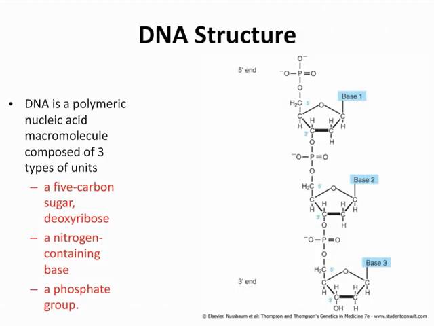So your DNA structure is made of three main things. First thing is the 5-carbon sugar, so deoxyribose, since we're talking about DNA. A nitrogen-containing base, so those are your purines and pyrimidines, and then a phosphate group. So you should know the three things that make up a DNA structure: 5-carbon sugar, nitrogen-containing base, and a phosphate group.